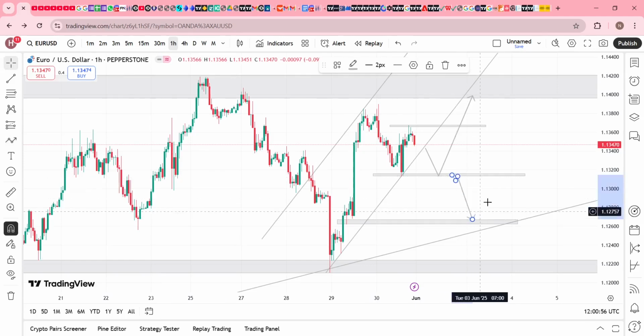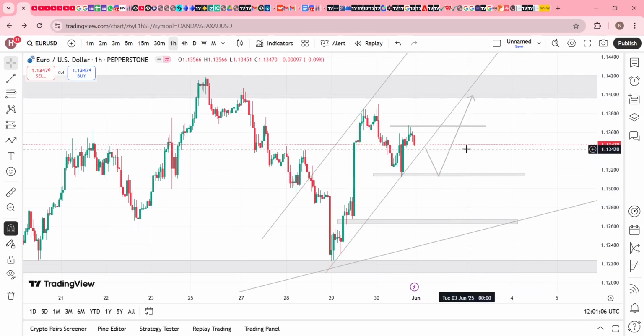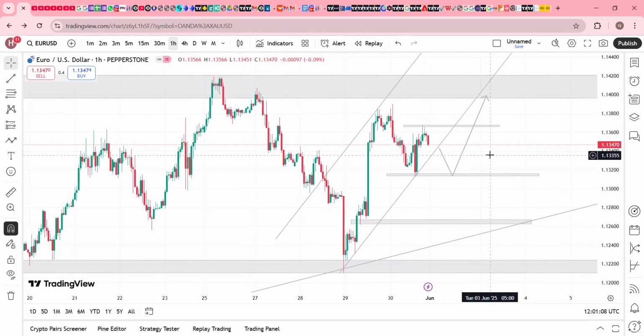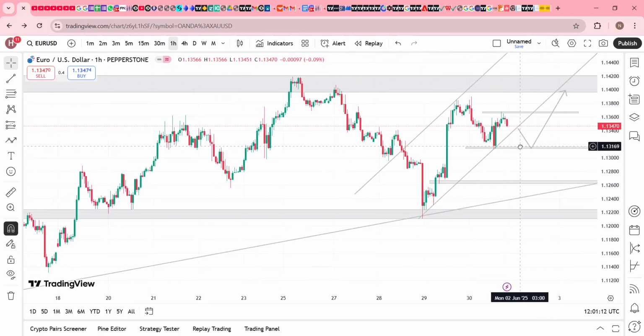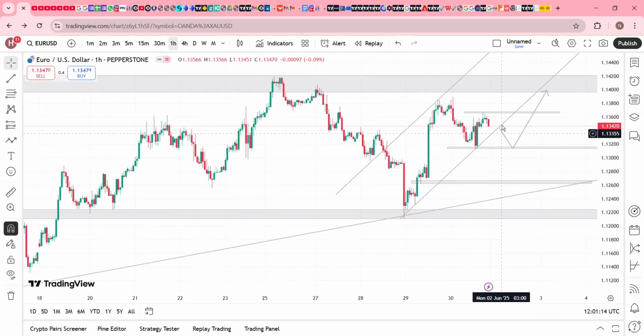So the decision we're going to take will be at this level. When price reaches this level, this is where we're going to take a decision. So in this situation, I have two zones where I think major price decisions can be taken. The first zone is at this level, and equally at this level.